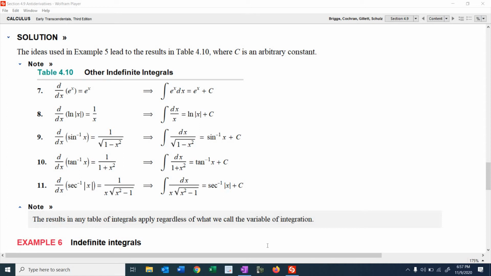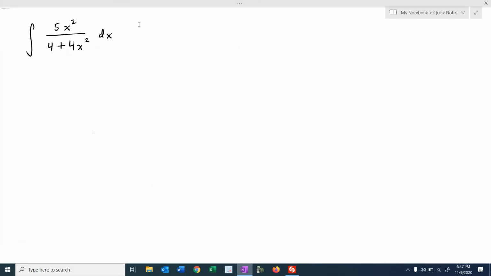Hello again. In this video, we're going to go over another example where we use table 410 to find an indefinite integral. But what's unique about this particular example is we have to do some clever manipulation before we can actually use table 410. Okay, so let me show you the example I'm talking about. So let's find the antiderivative of this function.